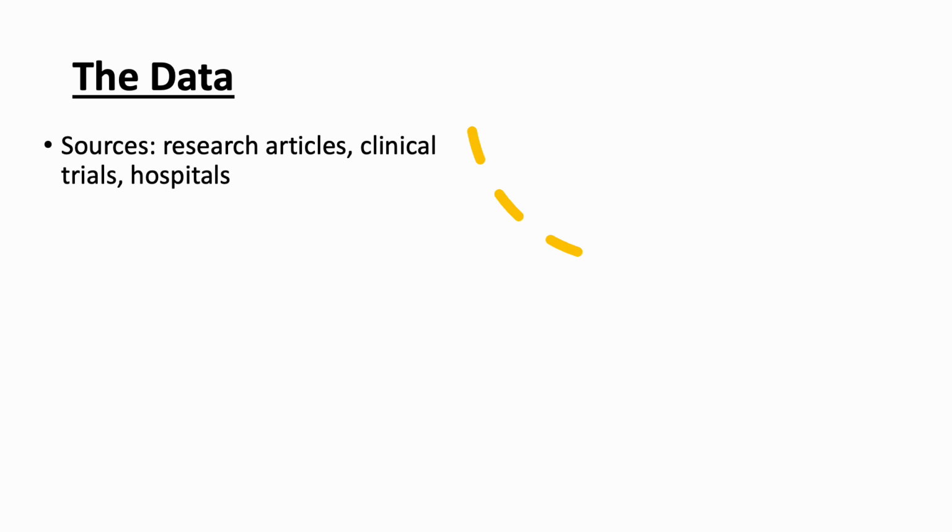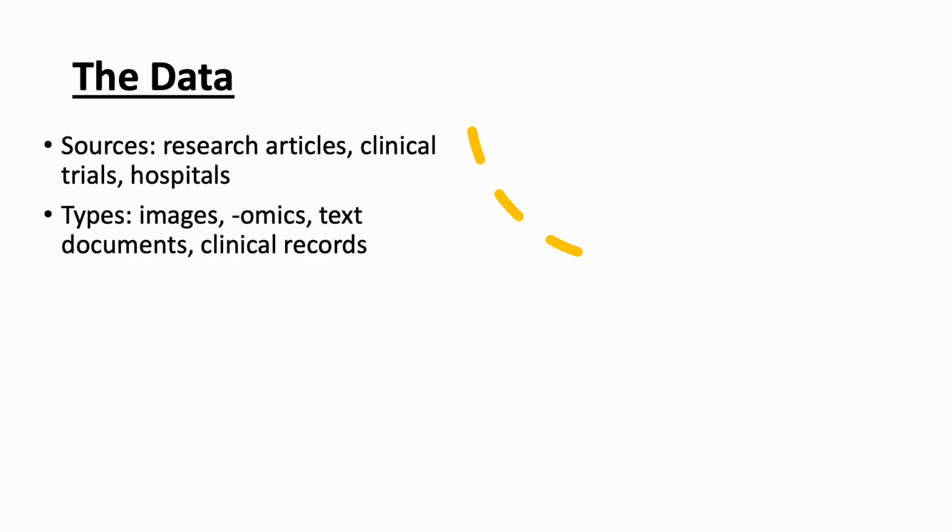But first, let's look at the data. Where does the data come from? There are several sources. First is research articles, second, clinical trials, and third, data in the 1,000 hospitals around the country. And the data types include 4 categories.